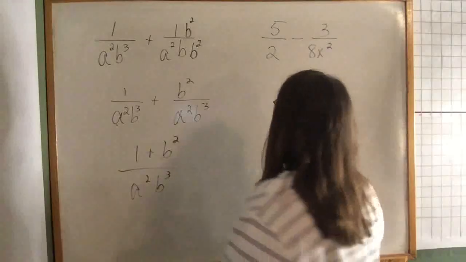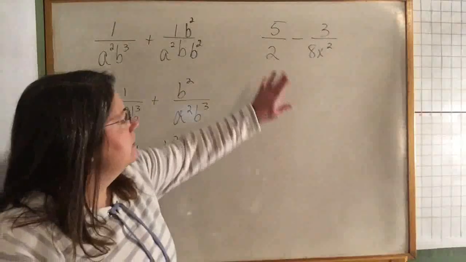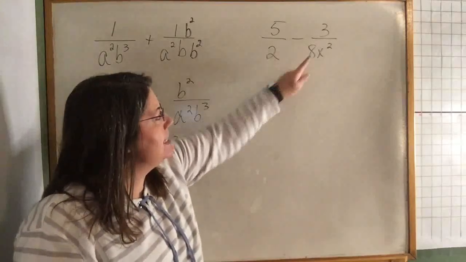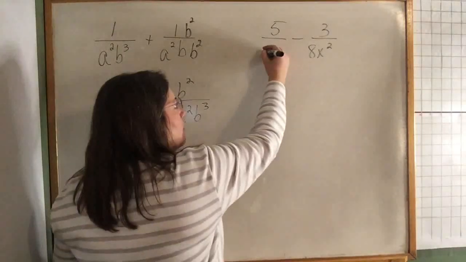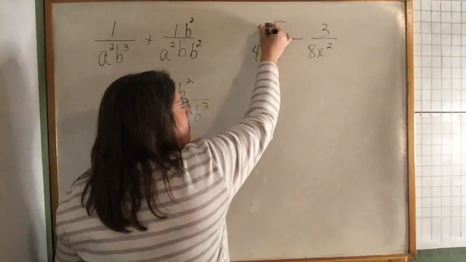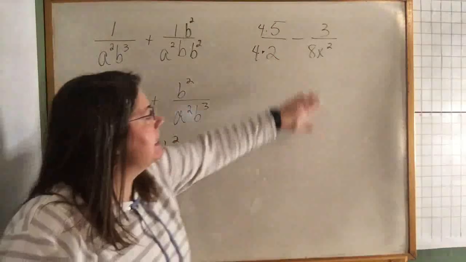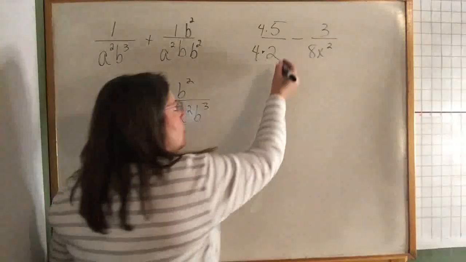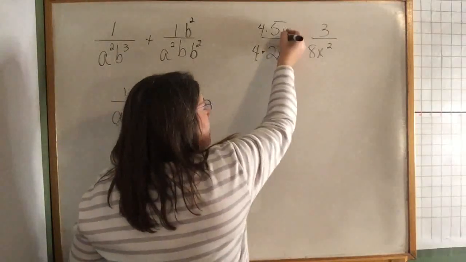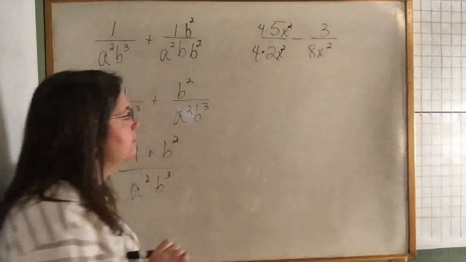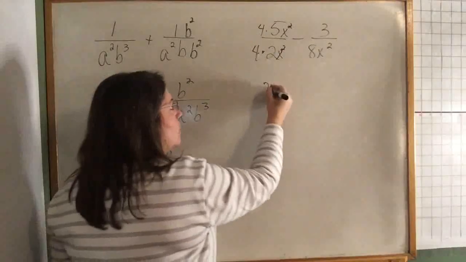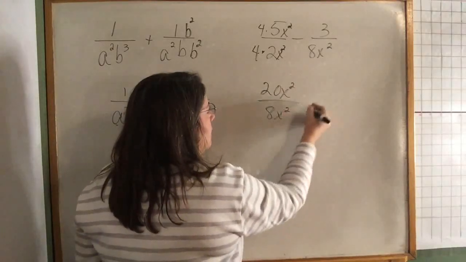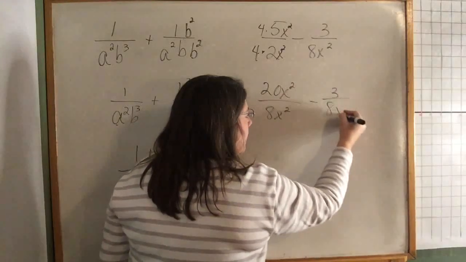For this one, this one has a 2, this one has an 8. To make this 2 into 8, I'm going to multiply it by 4. So I'm going to multiply the top and the bottom by 4. And then this one also has an x squared, so I need an x squared over here. So I'm going to multiply the top and the bottom by the x squared, leaving me with 20x squared on top over 8x squared minus 3 over 8x squared.